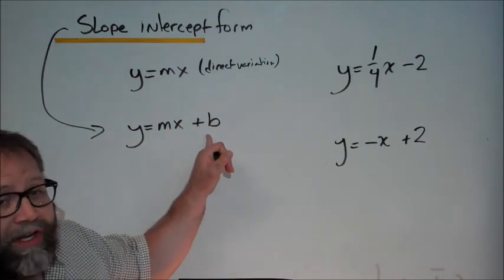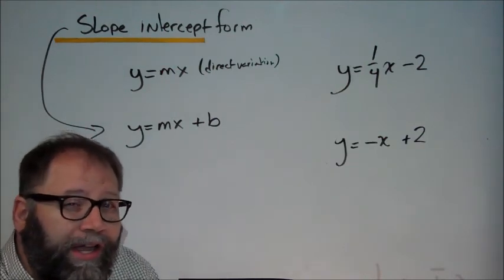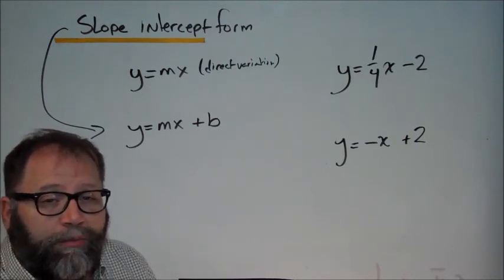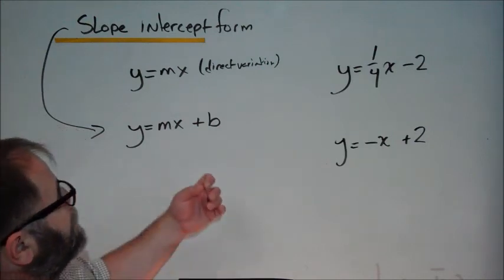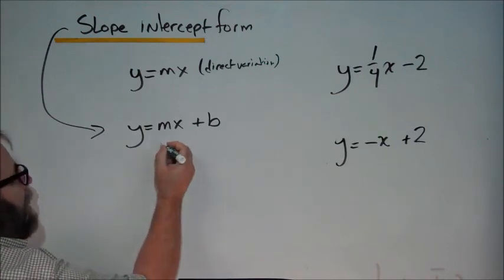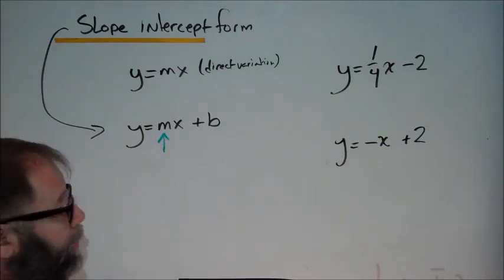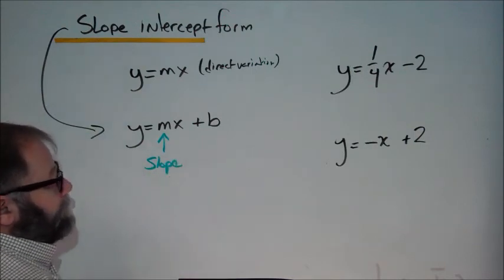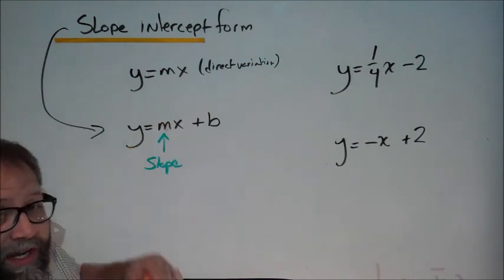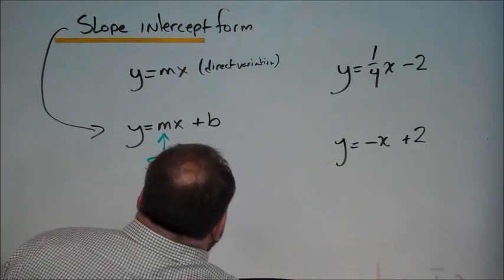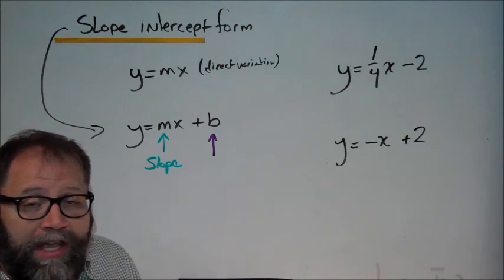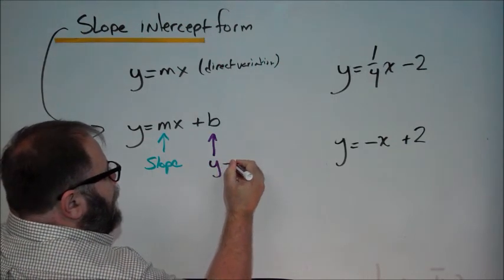So we've added this part here. That's going to be our intercept. Intercepts are where lines cross specific places. In slope-intercept form, we have m, which we know is slope. The slope of that line, the steepness of it as it increases or decreases, is represented with m. Then we have b, our intercept, and in this case it's our y-intercept.